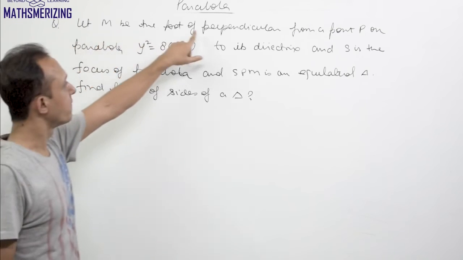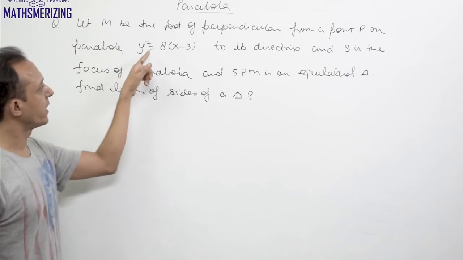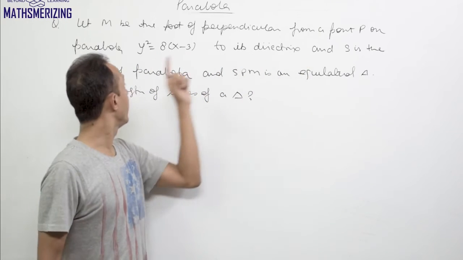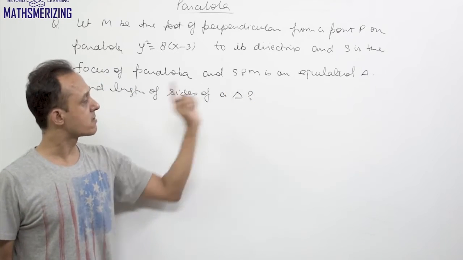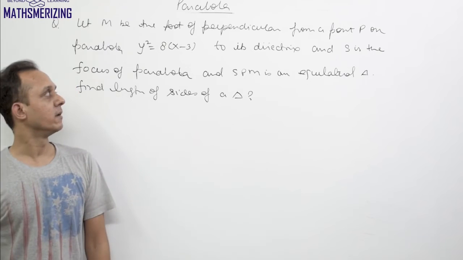Let M be the foot of perpendicular from a point P on the parabola y square equals 8x minus 3 to its directrix, and S is the focus of the parabola. And if SPM is an equilateral triangle, we need to find the length of the sides of this triangle.